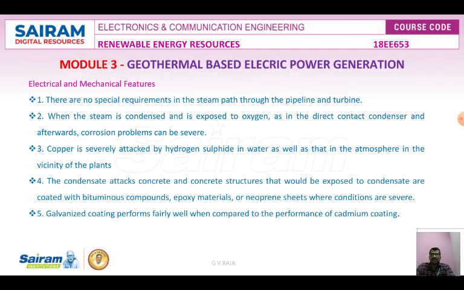The electrical and mechanical features are: there are no special requirements in the steam path. When steam is condensed and exposed to oxygen, a direct contact condenser is used to avoid corrosion problems. Condensate attacks concrete structures, which should be protected. Galvanizing coatings are also applied for this purpose.